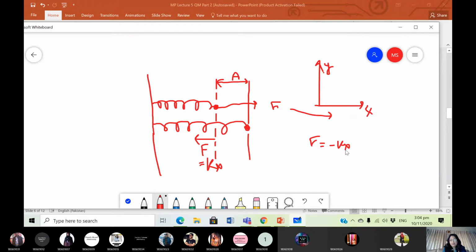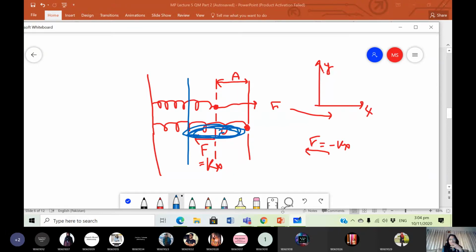Why is it minus kx? Because it's in the opposite direction. It's trying to bring the mass back to its equilibrium position, which is this one. And so what is the mass going to do? It's going to oscillate about the equilibrium position. Like we pulled it in this direction, it will come back, then it will go back here, then it will come back here. It's going to oscillate repeatedly like this.